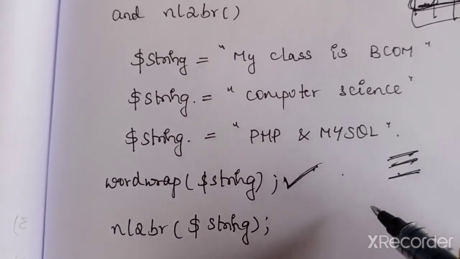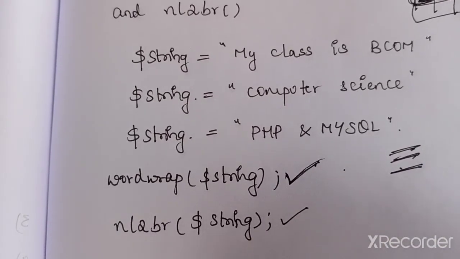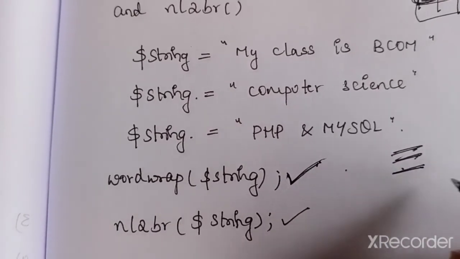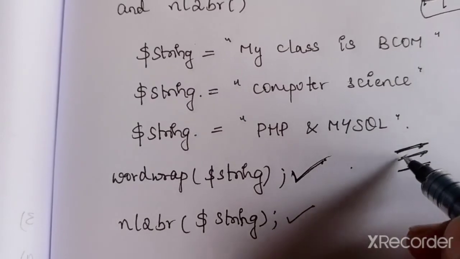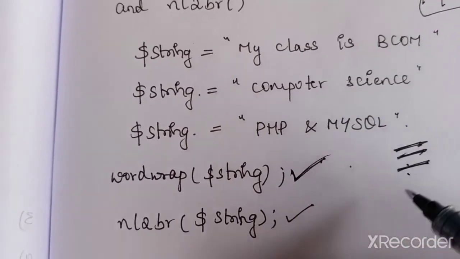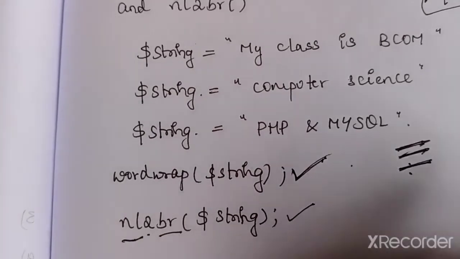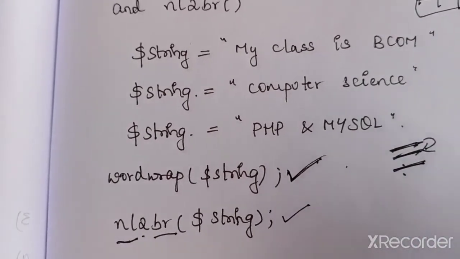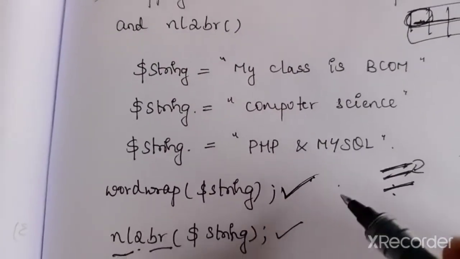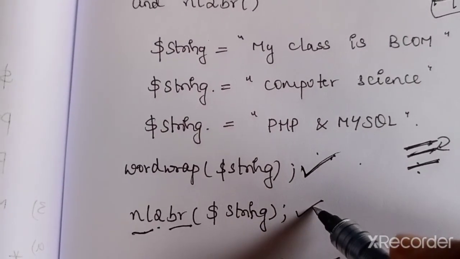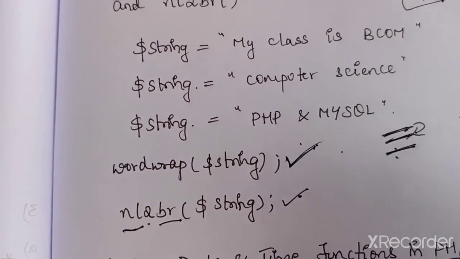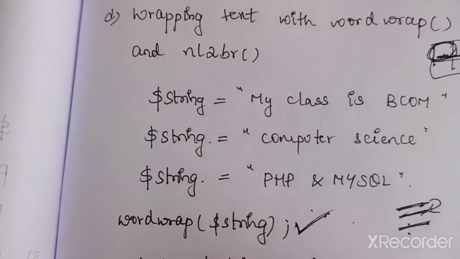Then we have another function called new line to break. With this we can directly give the string to come to a new line by using nl2br, new line to break. These are the two functions, wordwrap and nl2br. Got it? This is about manipulating strings in PHP.